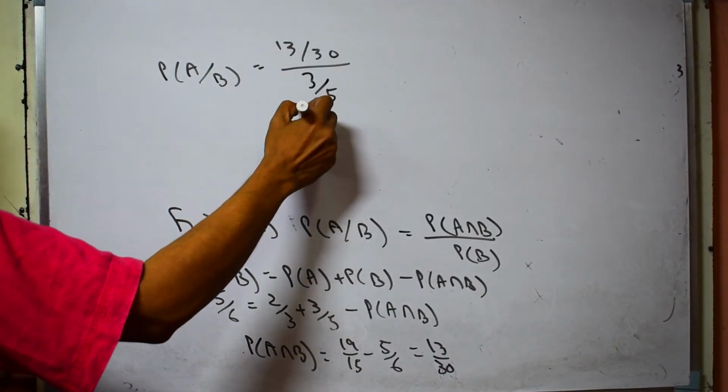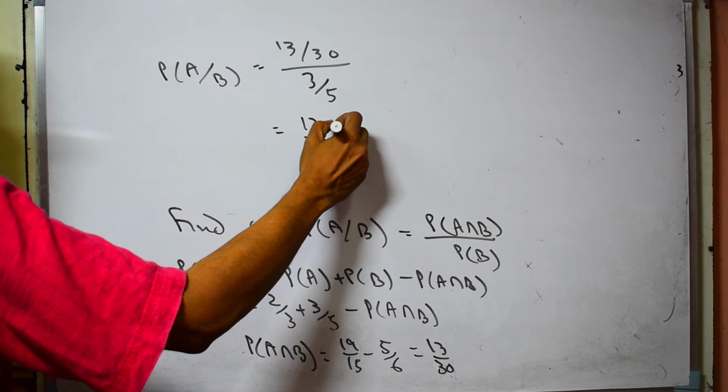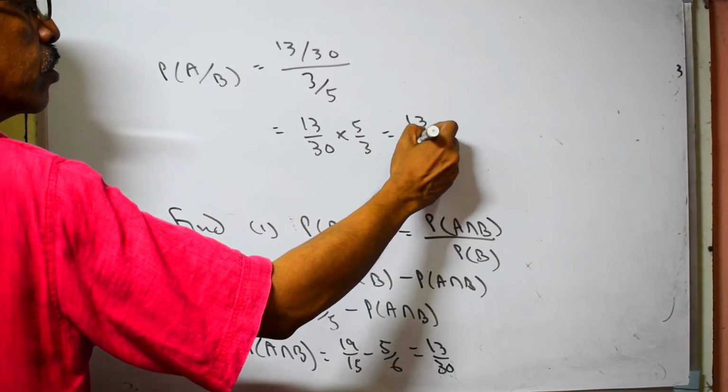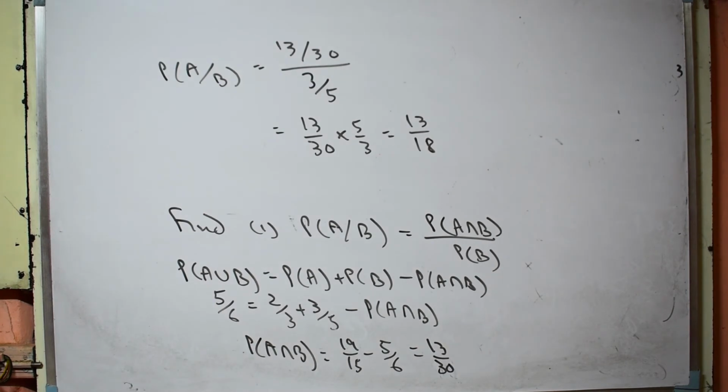So it will be the reciprocal value: 13 by 30 into 5 by 3. So it is 13 by 18. So this is the first answer. P(A by B) is 13 by 18.